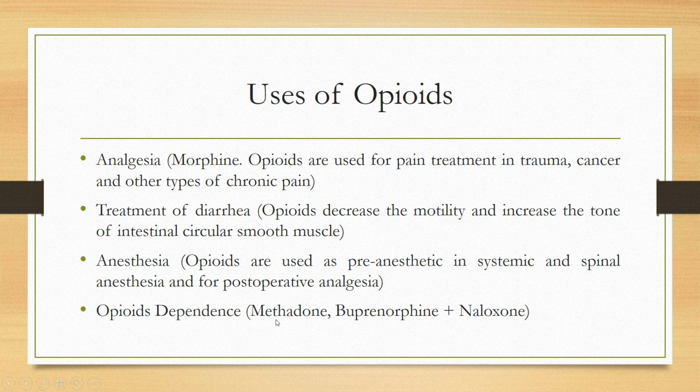So the next thing is opioid dependence. Even you can say there are opioids that are used in the treatment of opioid addiction. So these are methadone and, as I told you about, buprenorphine plus naloxone, that is widely used across the world for the treatment of heroin addiction.